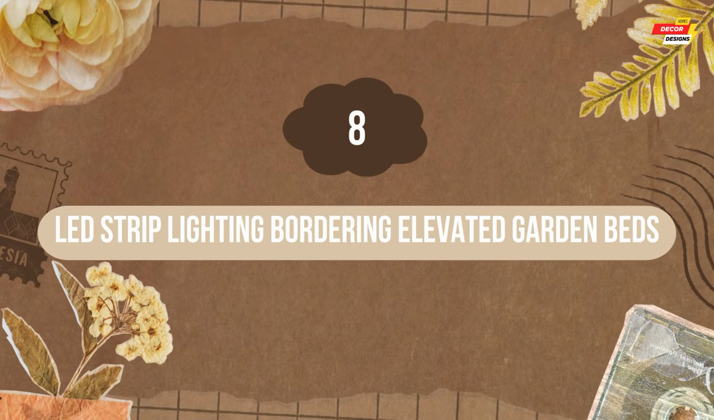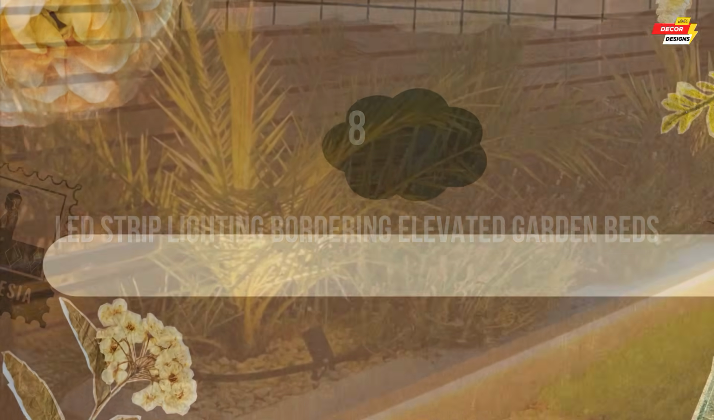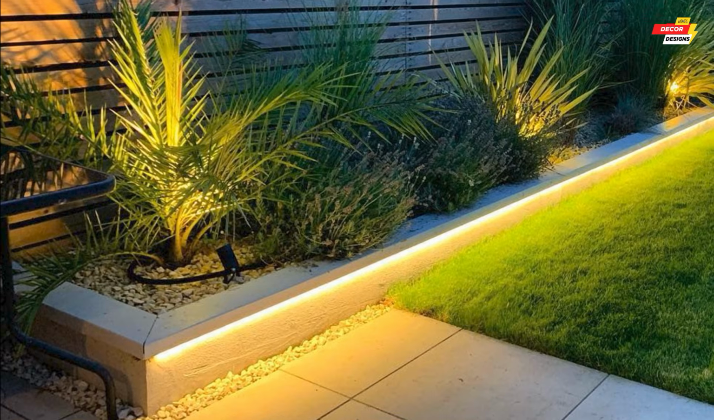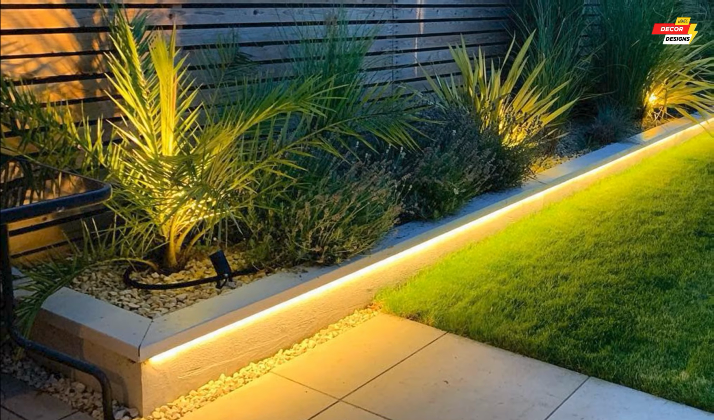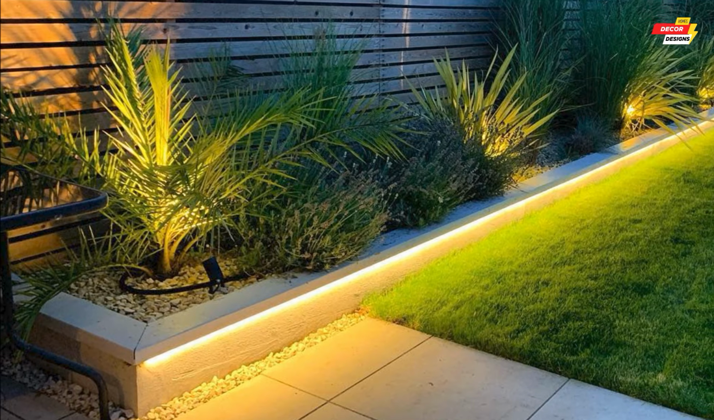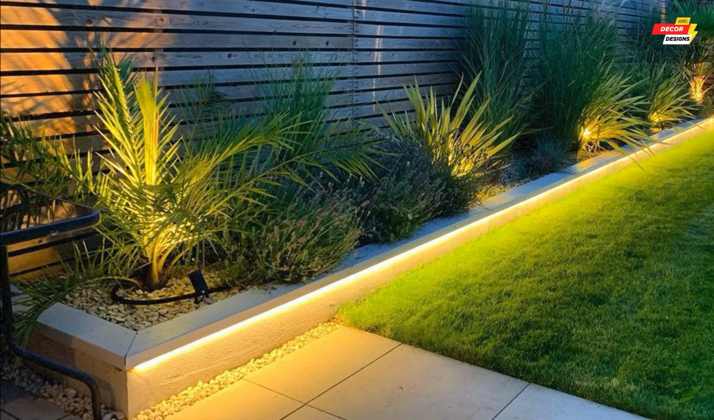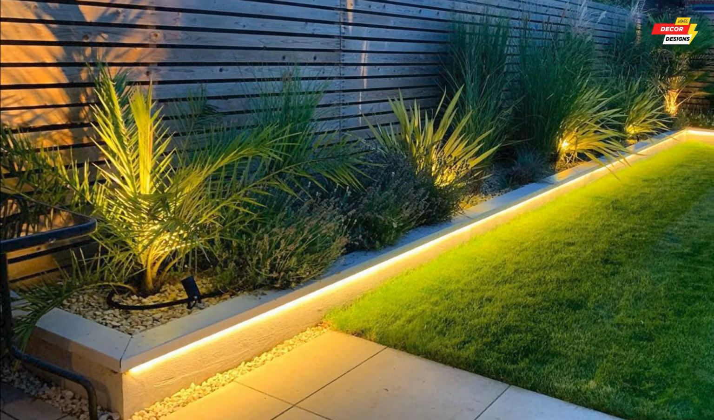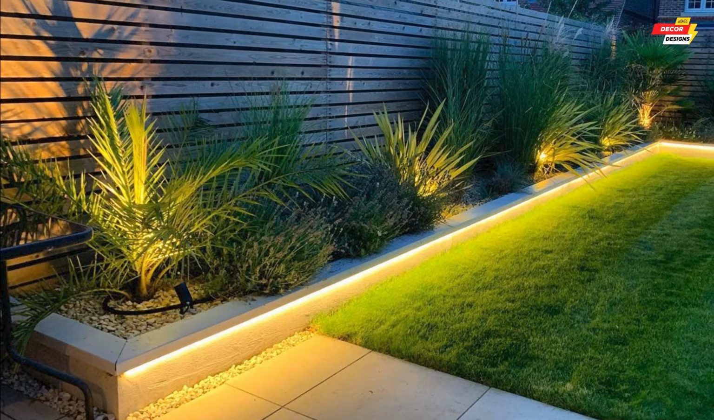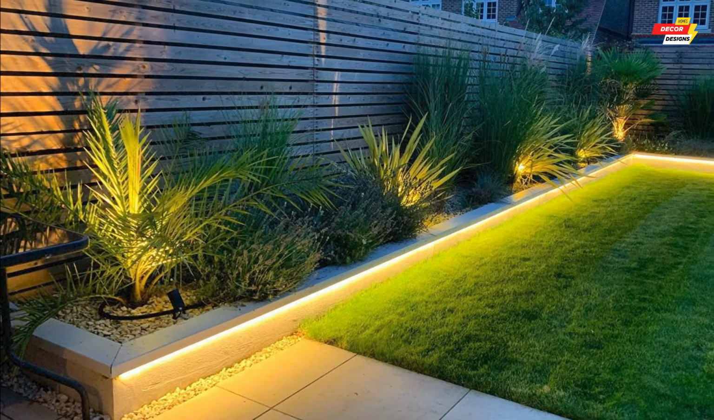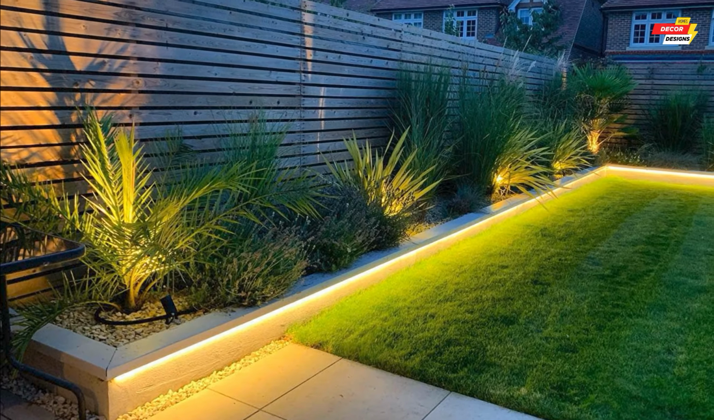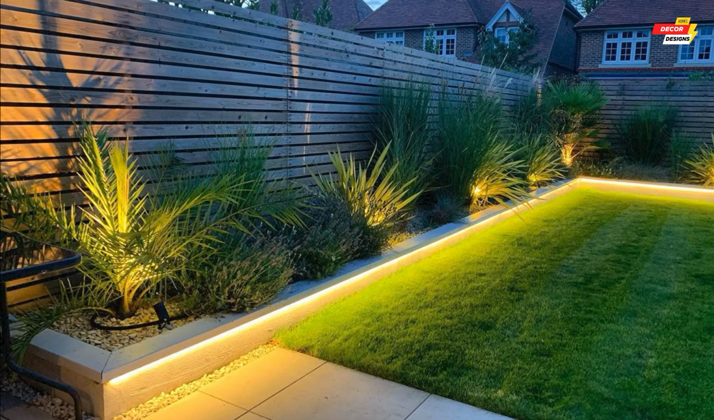Eight, low-voltage LED strip lighting bordering elevated garden beds. This contemporary evening sanctuary features brilliant warm LED linear strip lighting running flush along the base of elevated light-colored planter beds. The continuous glow highlights the crisp edge of the perfectly mown green lawn, illuminating lush palm foliage, decorative grasses, and a horizontal wood slat privacy fence.